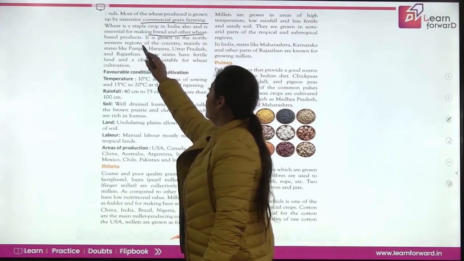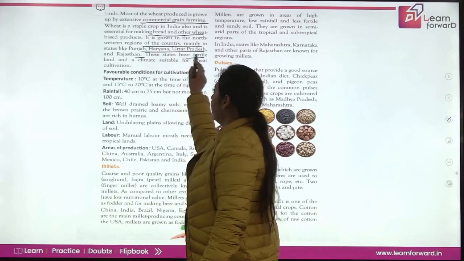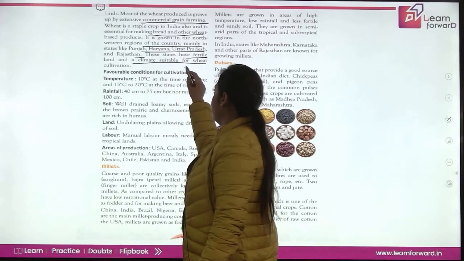It is grown in the northwestern regions of the country like Punjab, Haryana, Uttar Pradesh and Rajasthan. These states have fertile land, and they have a climate suitable for wheat cultivation.